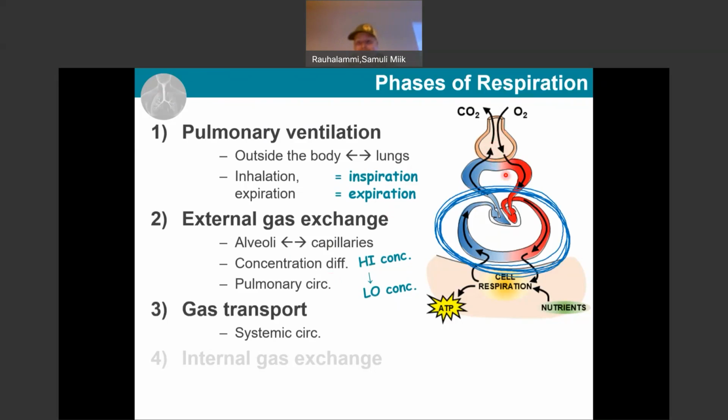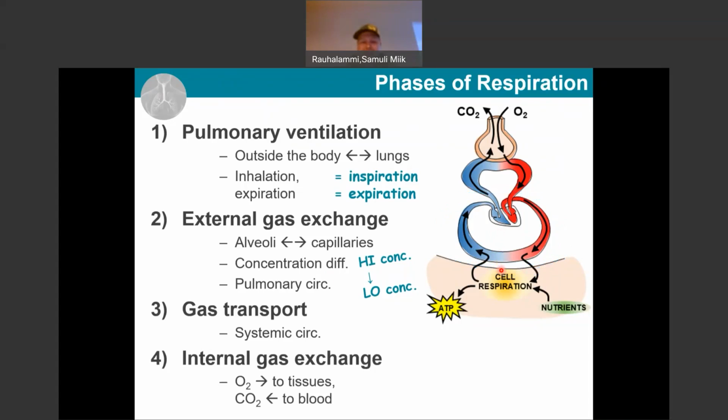The next stage covers the rest until we get all the way here. So transporting these gases, oxygen and carbon dioxide, within the systemic circulation. And we talked about that quite a bit in our cardiovascular system chapters. So I'm just going to jump to the last stage, which is gas exchange again, but this time between the capillaries of the systemic circulation and the cells of the body, or the interstitial fluid of the body. So oxygen gets picked up by the cells and carbon dioxide goes from the cells back to the blood. This is because we do cellular respiration, where we convert nutrients into ATP.